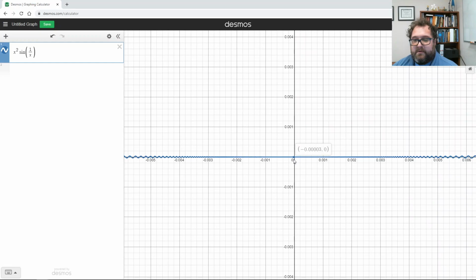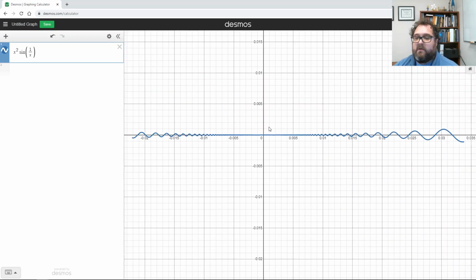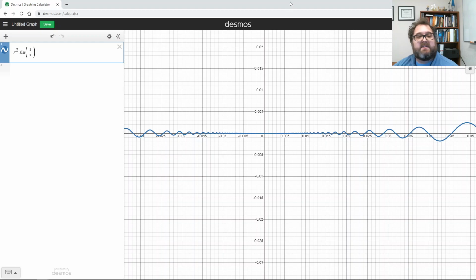Closer and closer and closer to 0. And we do get the limit from both sides equal to 0. So the two-sided limit is equal to 0. Okay? So there, those oscillations basically are tamed.